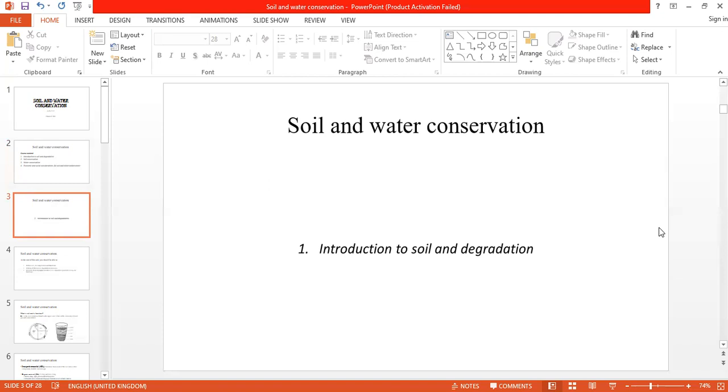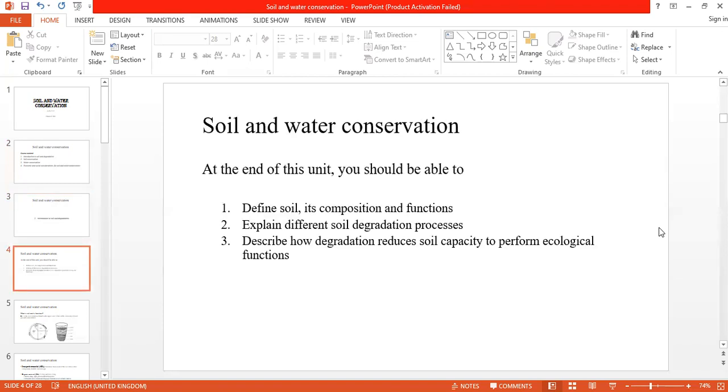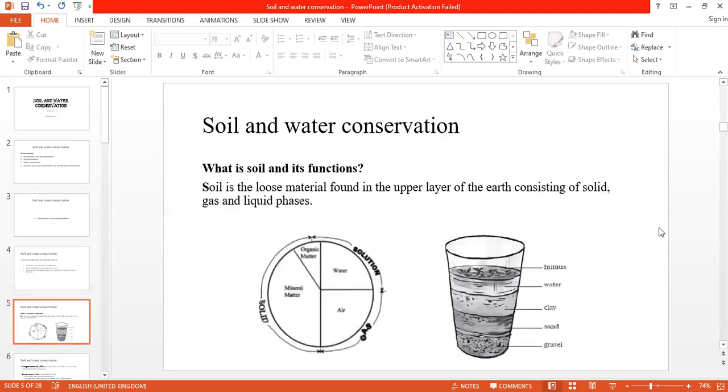At the end of this chapter or unit, you should be able to define what a soil is, its composition, and its functions. Then also be able to explain the different soil degradation processes and how they affect the performance of soil.